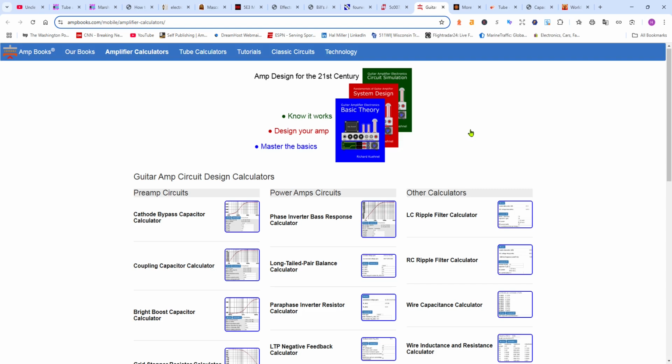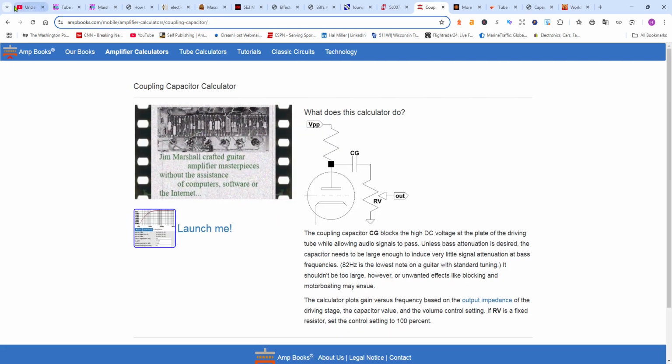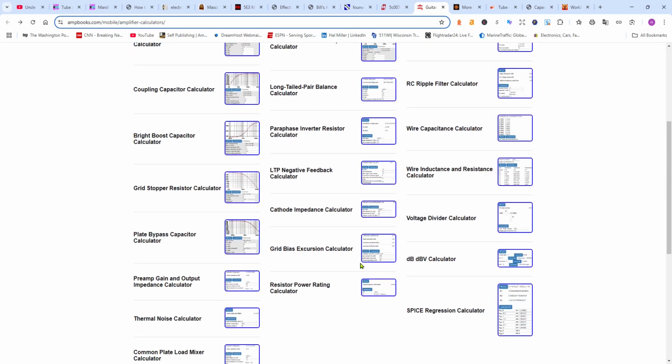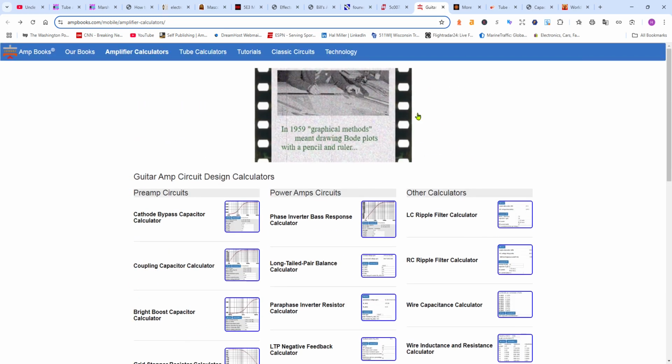Hope I pronounced that right. Keenel, I would say. But anyway, cathode bypass capacitor calculator to help you with gain and things like that. Coupling capacitor. There's just all kinds of really great calculators in here. I'm sure you'll find one that's useful to you. But yeah, it's another terrific resource.